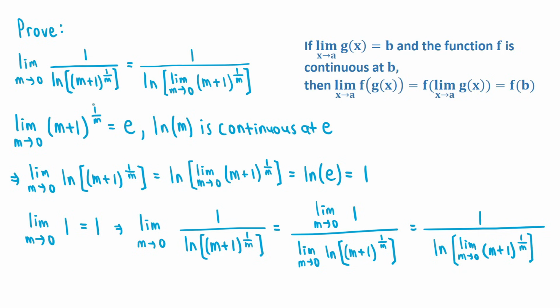So after doing all of this, we can conclude that the limit as m approaches 0 of 1 over ln of m plus 1 to the 1 over m is indeed equal to 1 over ln of the limit as m approaches 0 of m plus 1 to the 1 over m. We needed to ensure that both the limit in the numerator and the denominator exist, because the limit law, which we used, only applies when both limits exist. So this proof was definitely long-winded, and it seemed like we needed to do the proof backwards, but I don't like to leave anything out.